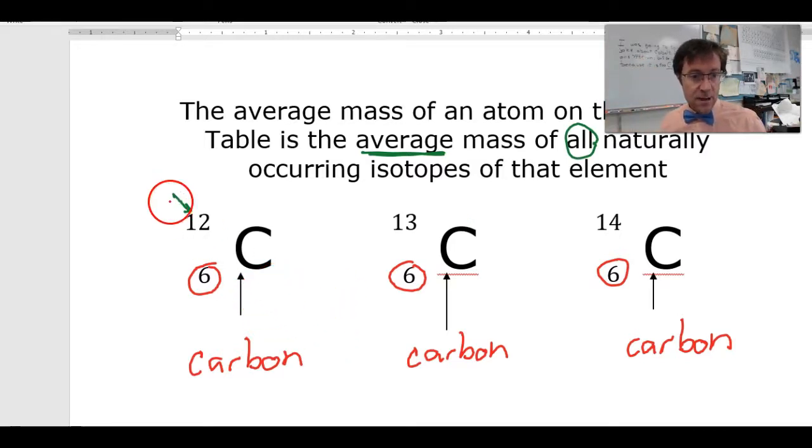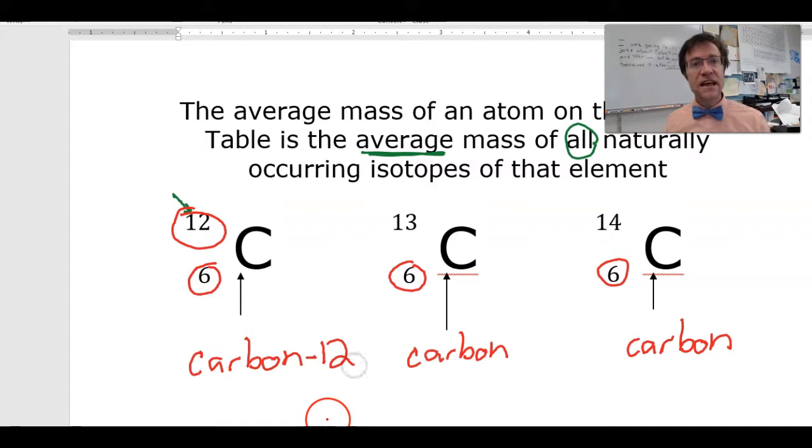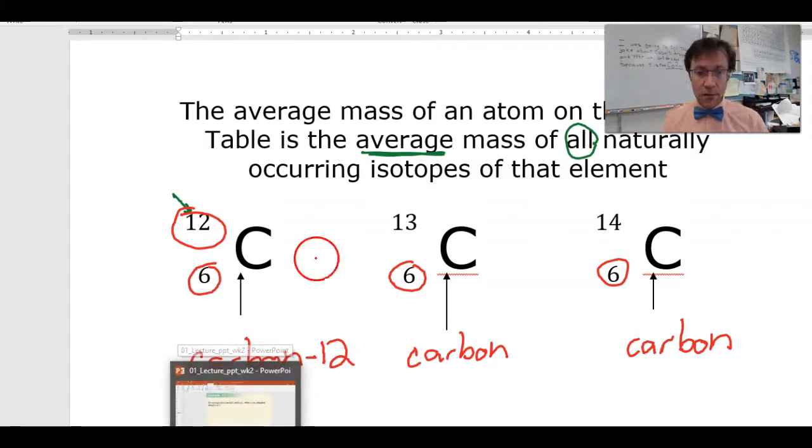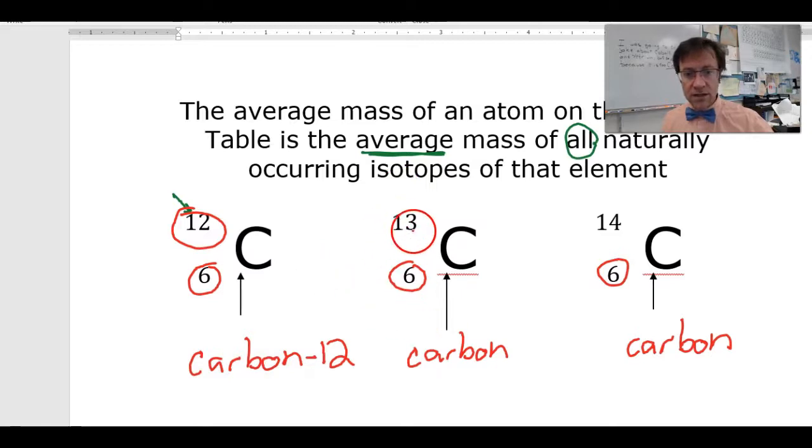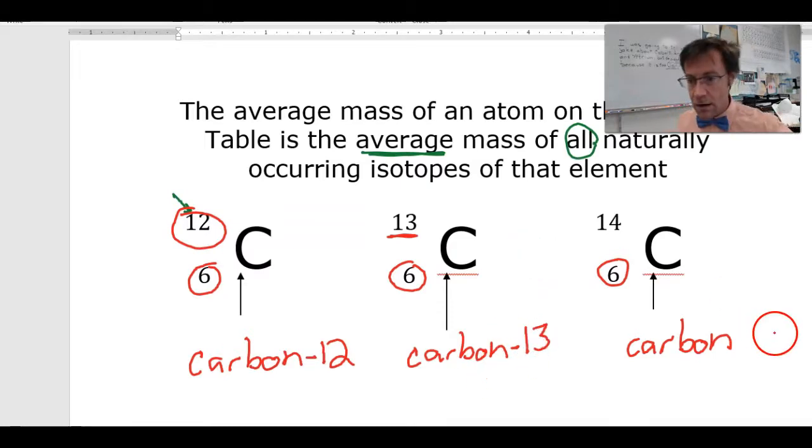This one has a mass of 12, so we call it carbon-12. And that's how we identify that particular isotope. Now, the one in the middle has a mass of 13. So we call that carbon-13. And the last one way over there, with a mass of 14, we call that carbon-14.